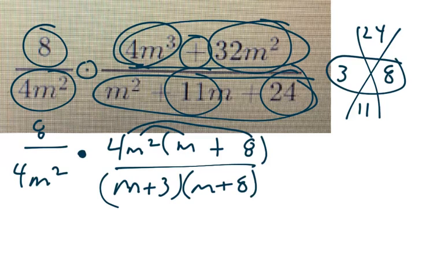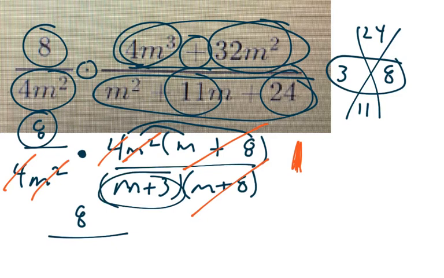Now let's see what happens here. I know m minus 8 divided by m minus 8 is 1. 4 over 4 is 1. m squared over m squared is 1. So the only thing left, guys, is an 8 divided by m plus 3.